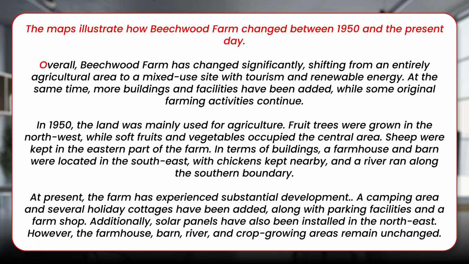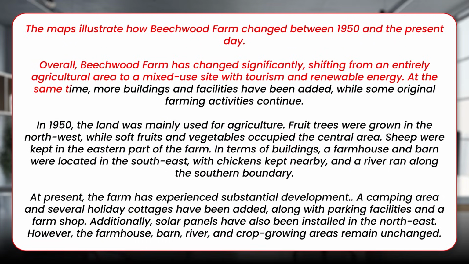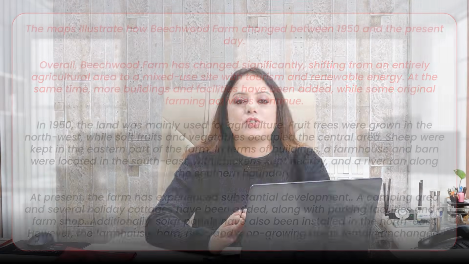Moving on to the overview. Overall, Beechwood Farm has changed significantly, shifting from an entirely agricultural area to a mixed use site with tourism and renewable energy. Now you can see we are not giving much of details in this paragraph, we are only highlighting the main feature. At the same time, more buildings and facilities have been added, while some original farming activities continue. So we are not writing specifically about what facilities have been added. It is just an overview that there are some buildings and facilities which have been added. We are not mentioning their names because that will be given in the body paragraph.